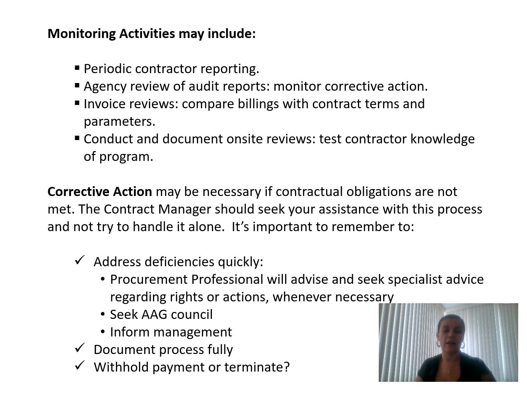Anyway, the corrective actions should be addressed sufficiently quickly. The procurement professional, the department, should be advised and seek special advice regarding rights of action where necessary. Seek the lawyer department, inform management and the stakeholders of the project, and document the process. The final decision on what should be done with the contract should be handled through negotiation: withhold the payment or terminate the contract. Also, all of the actions to be done should be clearly written in the formal contract.